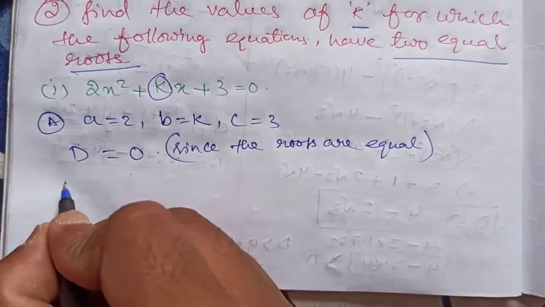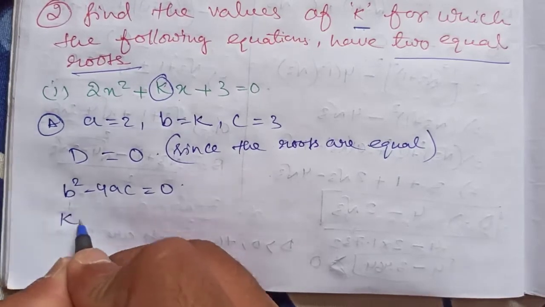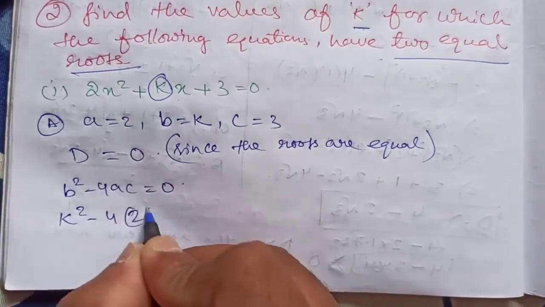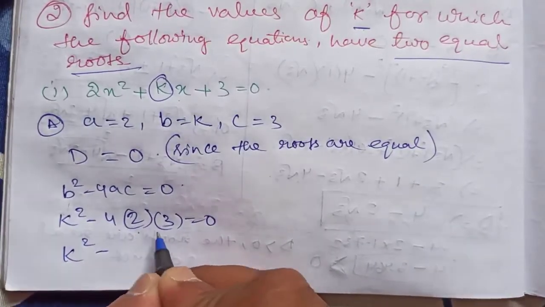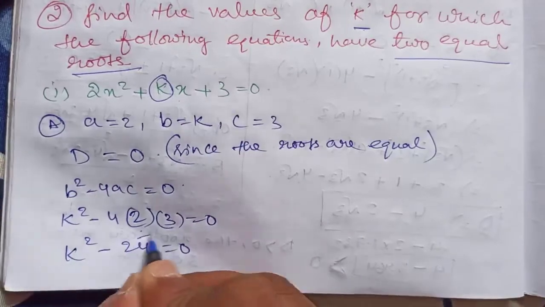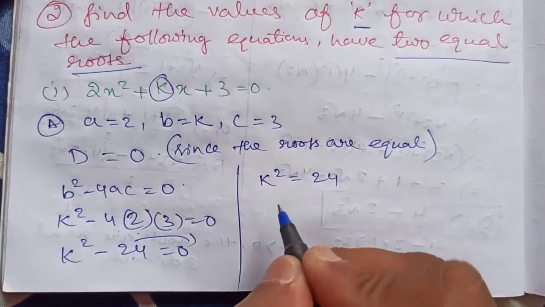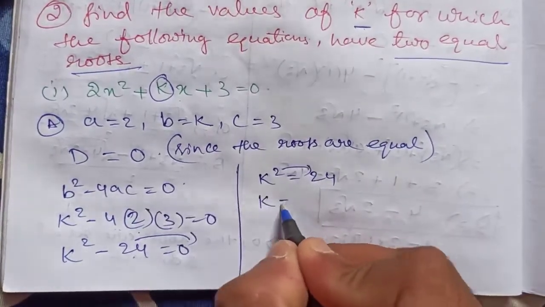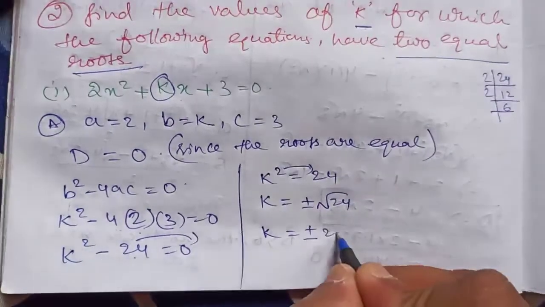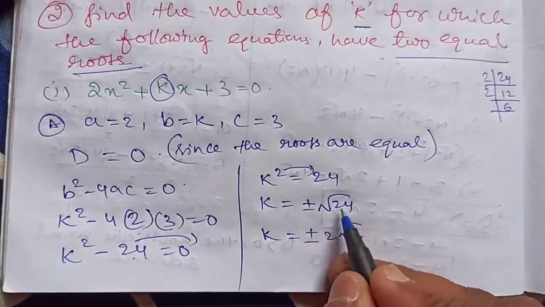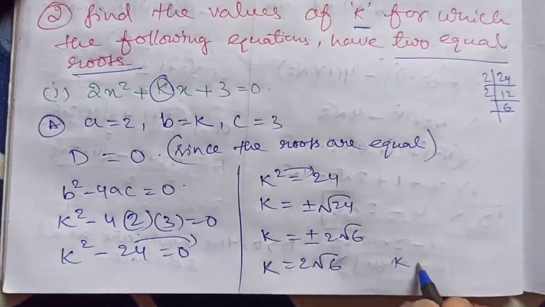Now what is the formula for d? D is b square minus 4ac equals 0. Substitute the value of b. B is k square minus 4, a is 2, c is 3 equals 0. K square minus 4 2s are 8, 8 3s are 24 equals 0. Bring 24 this side. We will get k square equals plus 24. Bring square this side. You will get k equals plus or minus square root of 24. So k equals plus or minus 2 root 6 we will get, because root of 24 is 2 root 6. So the values of k are, one is 2 root 6 and the other one is minus 2 root 6.